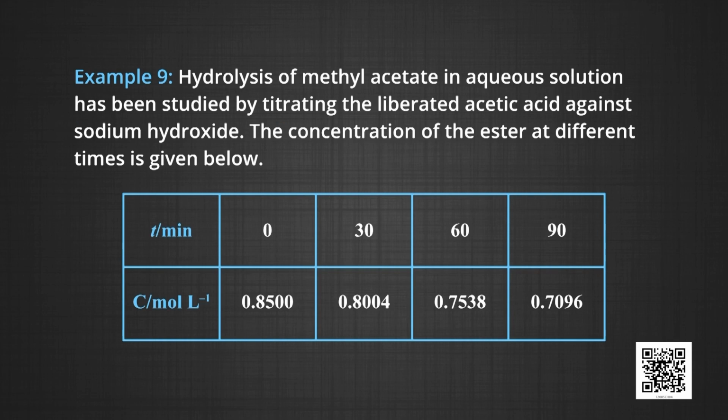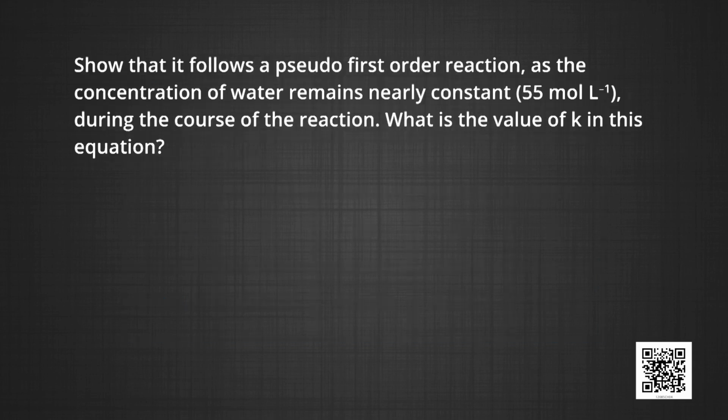Hydrolysis of methyl acetate in aqueous solution has been studied by titrating the liberated acetic acid against sodium hydroxide. The concentration of the ester at different time is given below. The data is in front of you and it shows that it follows a pseudo first order reaction, as the concentration of water remains nearly constant, that is 55 moles per liter during the course of the reaction. Now, what is the value of K in this equation?